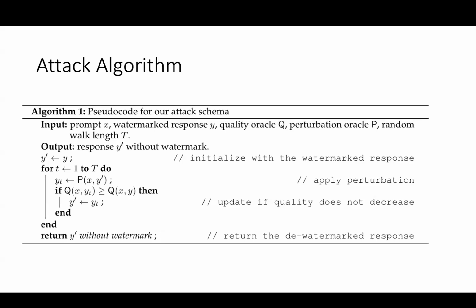So they're taking the y prime and modifying it a little bit, and they check that in doing that small change, the quality didn't become much worse. Q is what they call a quality oracle. So they take the watermark text, change it a little bit with what they call a perturbation oracle, check that the quality isn't degraded much. If it hasn't, then they run the perturbation oracle again, and they run it a sufficient number of times that any watermark is going to be removed.